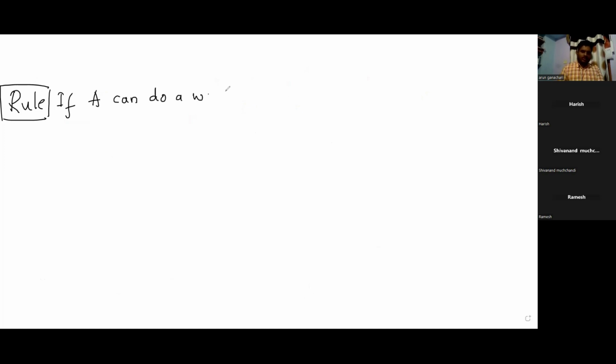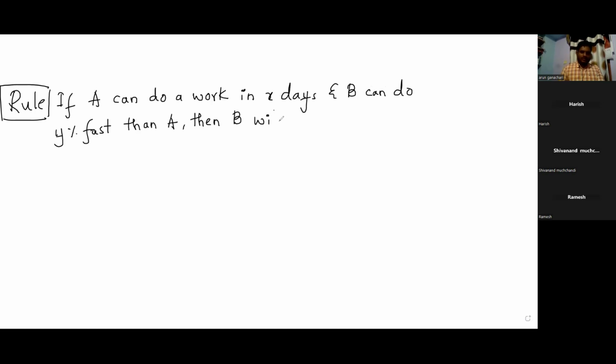If A can do a work in X days and B can do Y% fast than A, then B will complete the work.